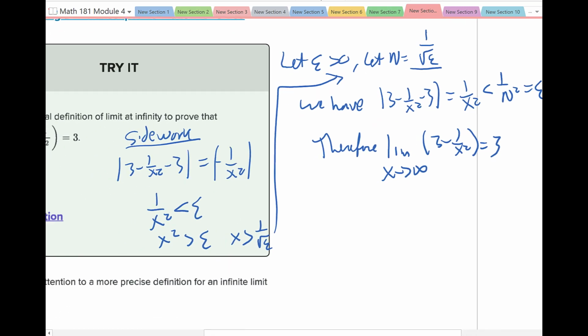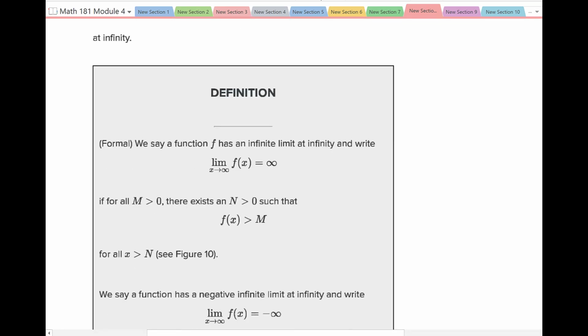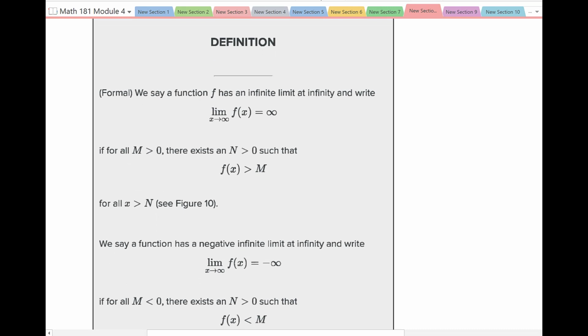Let's do another one. I have another definition here. Formal definition: we say a function f has an infinite limit at infinity, written limit as x approaches infinity of f of x equals infinity, if for all m greater than 0, there exists an n greater than 0 such that f of x is greater than m for all x greater than n.